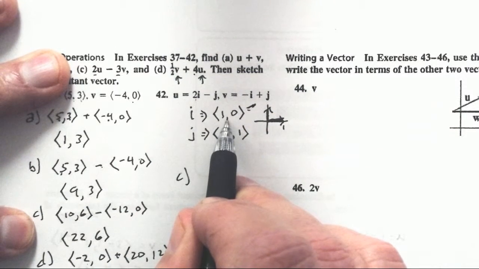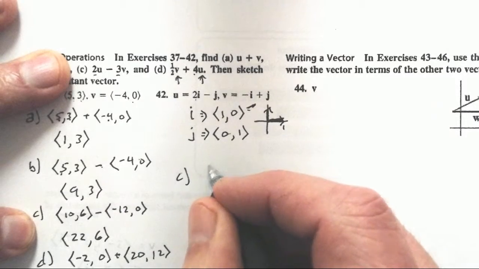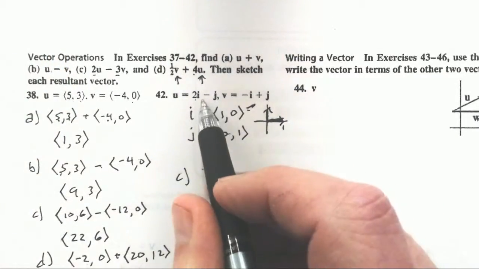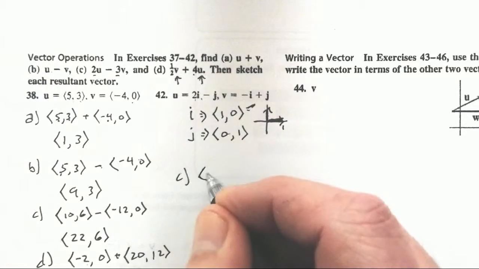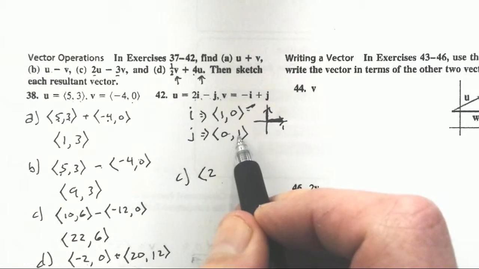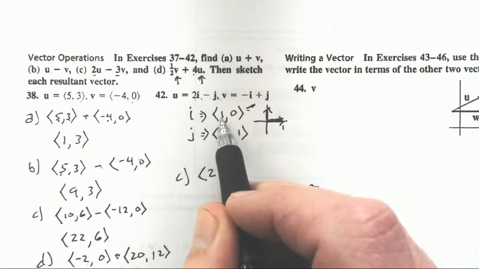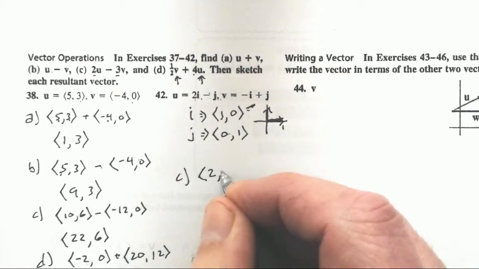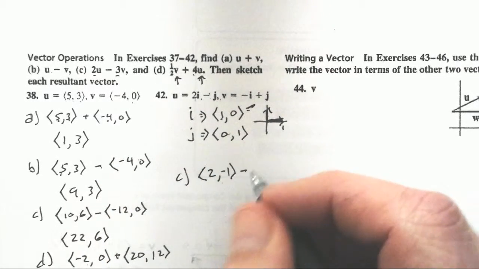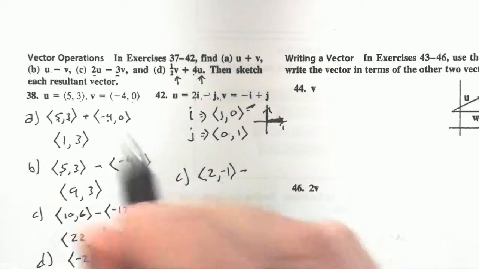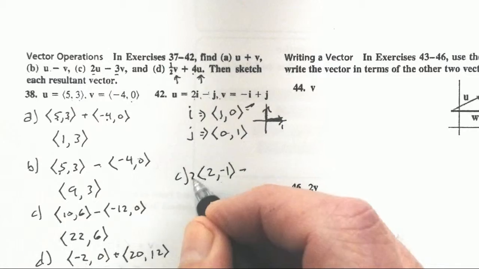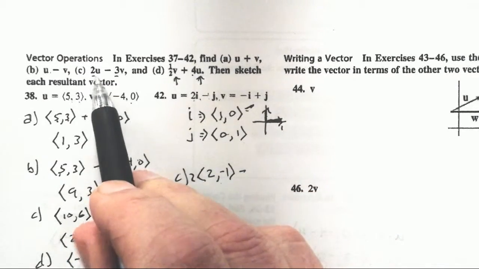So 2 of these, 1 zeros. We got 2 steps to the right, minus 1 step to the left. So 2 steps to the right minus 1 step to the left, negative 1. And then we're supposed to subtract. Oh, is this C? I've got 2 times that, by the way. I'm sorry, I got 2 u's.